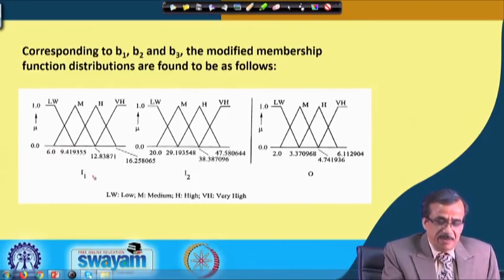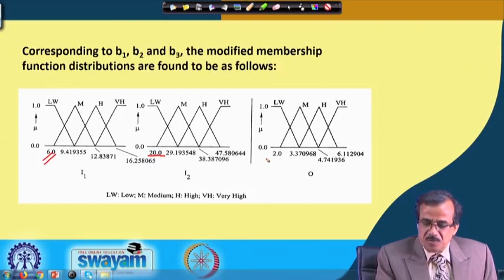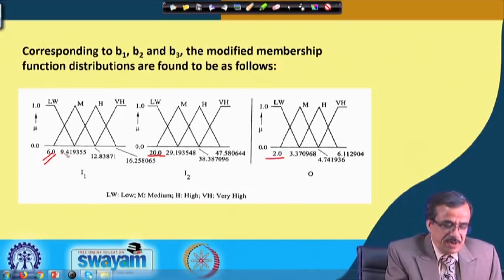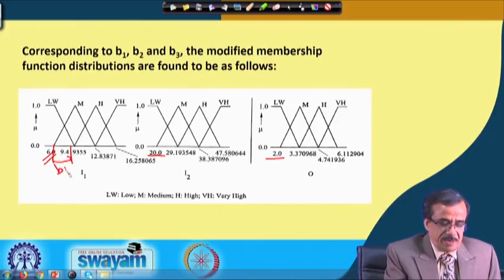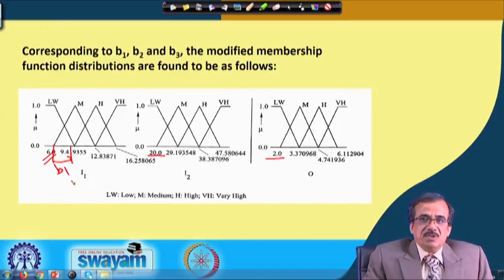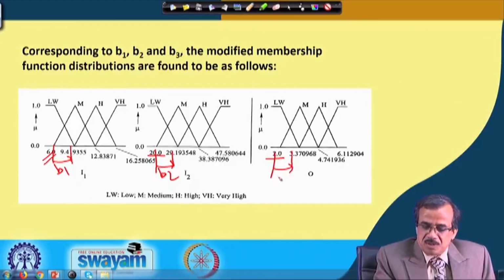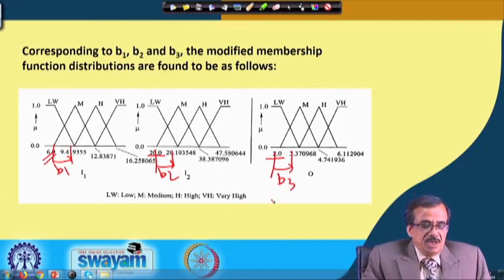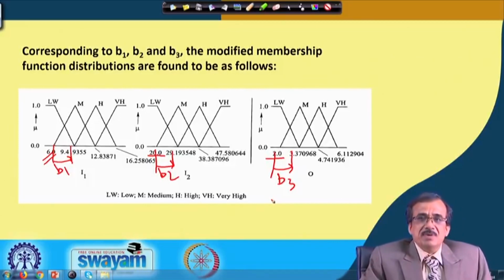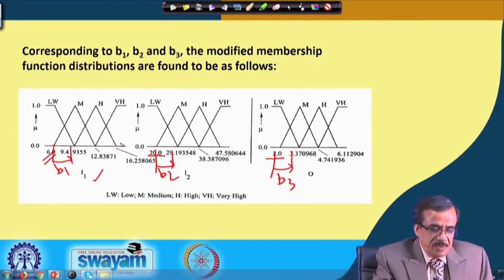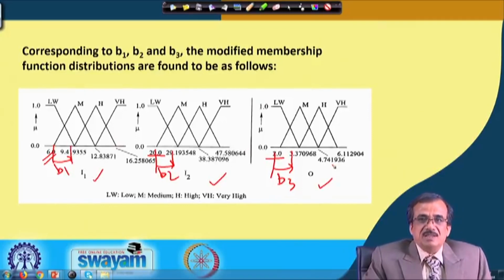The starting value for I1 we keep fixed. Similarly, the starting value for I2 is kept fixed, and the starting value of the output is kept fixed. Now, we are going to find the modified value for B1, and depending on the values of B1, B2 and B3, this is B2 and this is B3, we redraw the modified membership function distribution. The modified membership function distribution for I1, I2 and O will look like this.